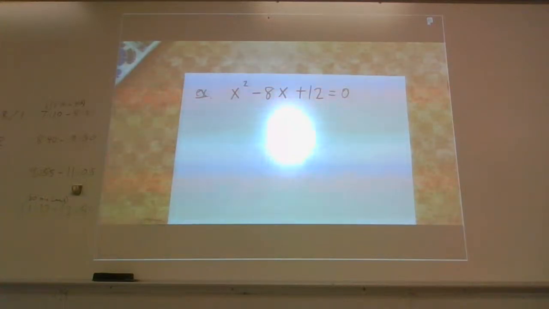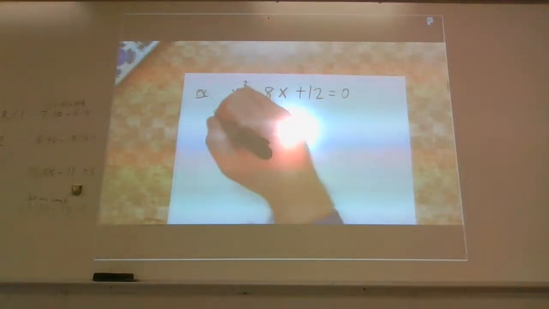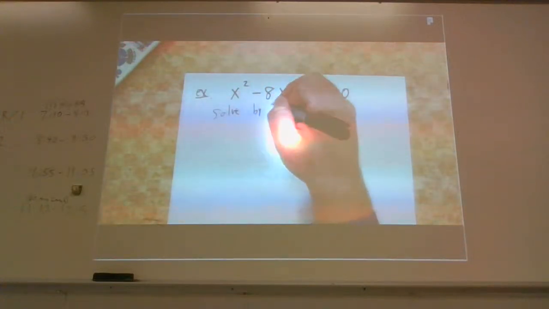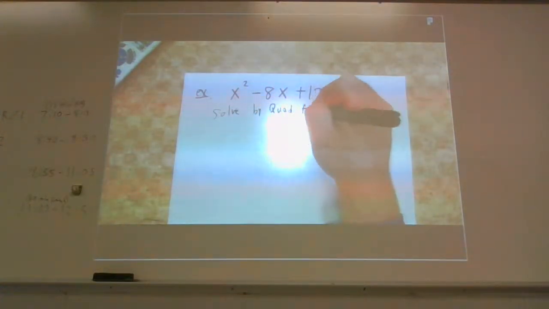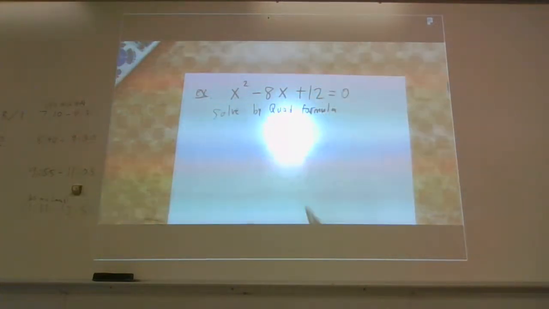Now, believe it or not, this one's actually factorable. But I want you to solve by quad formula. Here's what I'm going to have you walk through. First of all, what do you notice about this equation and what it is equal to? It has to be equal to 0. If it is not equal to 0, then you are in for some trouble. You need this equation to be equal to 0. If it's not, you're going to have to move some things around to get it equal to 0.